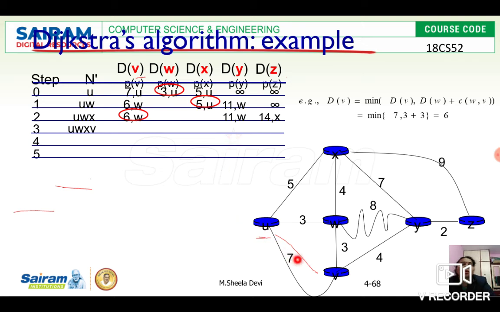Next, from U through V to Z, any path exists? No. There is no direct path between V and Z, so no need to update.